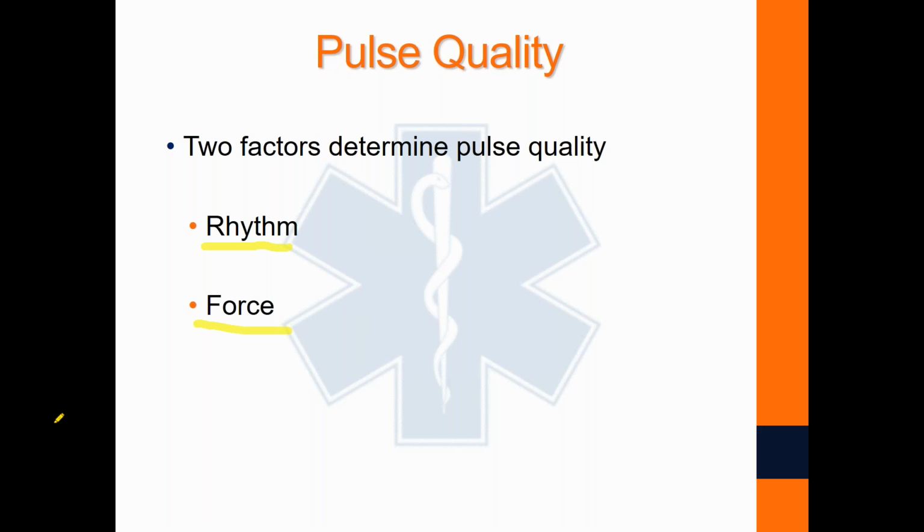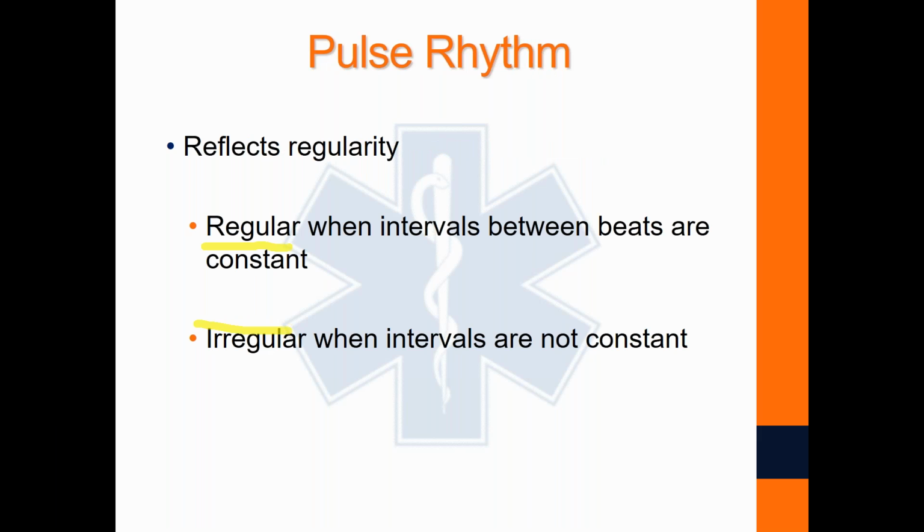What we're looking for here is how regular is my patient's pulse. The rhythm is going to tell me, are there regular intervals between beats? Are they nice and constant? Is it marched out? Because that's the way the heart's supposed to be. Doom, doom, doom, doom, doom. It's not supposed to sound like somebody's playing a drum solo in their chest.